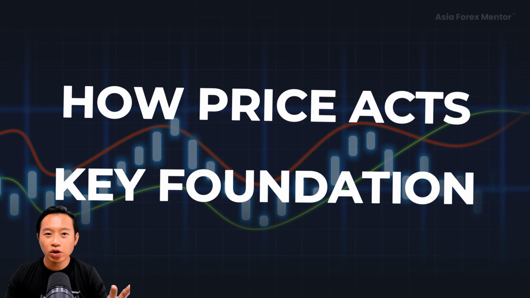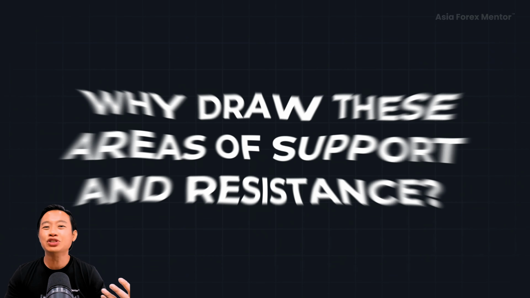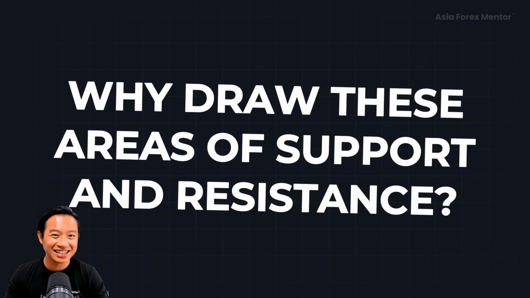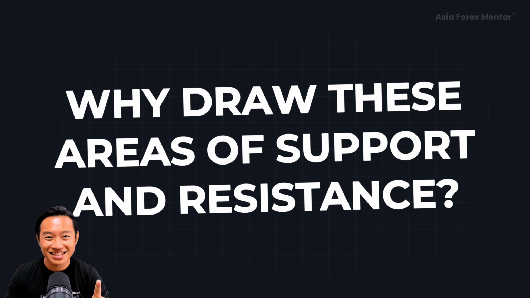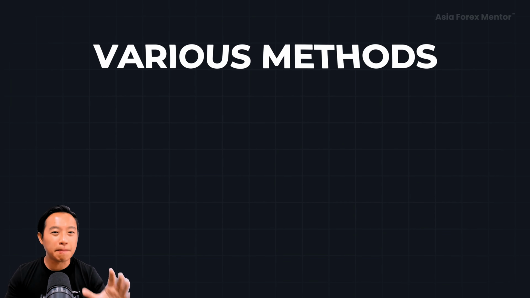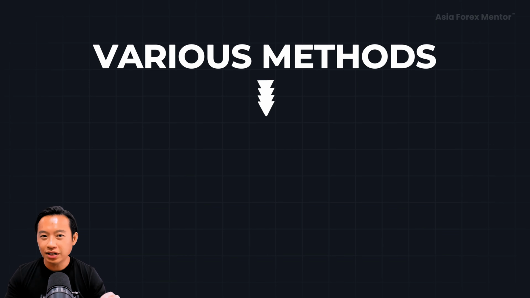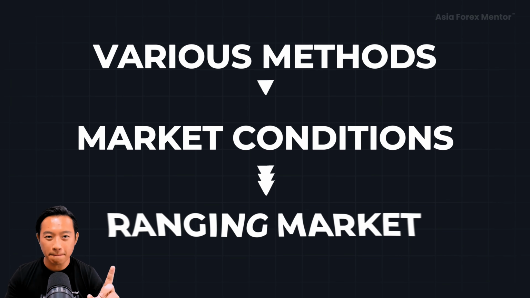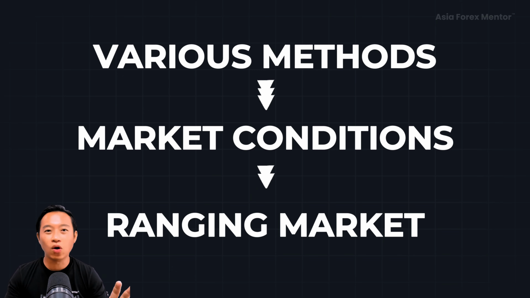Okay, so the real question is, how do I draw these areas of support and resistance on my chart? This is what we're going to cover next. There are various methods depending on the market condition. Let us focus on drawing the support and resistance levels in a ranging market. Okay, so here's how you do it.